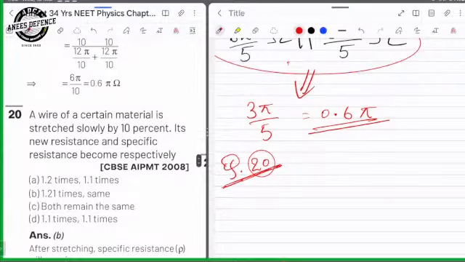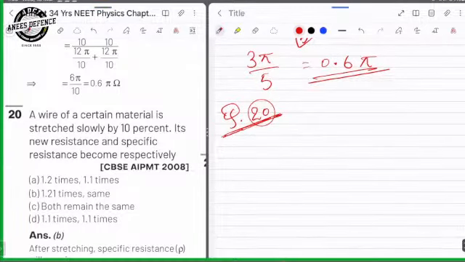Question number 20. Listen. A wire of a certain material is stretched slowly by 10%. The wire is stretched by 10%. Okay, meaning error in length. Listen carefully. Error in length is how much? 10%. Can I say error in length is 10%?